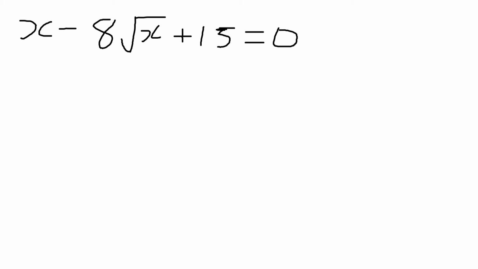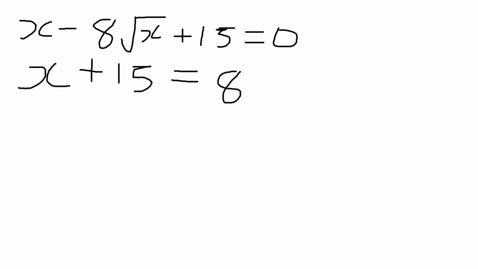It will be nice if we approach it like this. If we add 8 root x to both sides. So if we add 8 root x to this side, it will just cancel out and we'll be left with positive 15. So this will be equal to, adding to the right hand side, 8 root x.